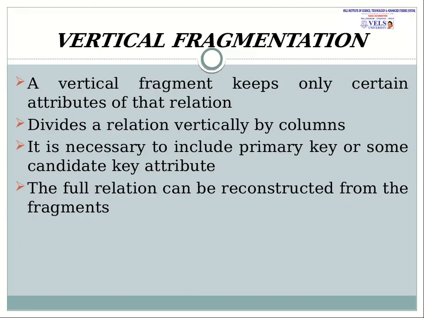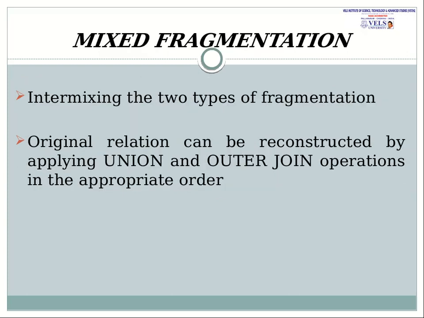But vertical fragmentation keeps only certain attributes of the relation. It divides the relation vertically by column. The main difference is that vertical fragmentation is by column, while horizontal is grouping of rows. It is necessary to include the primary or candidate key attributes. The full relation of that table can be reconstructed from the fragments. Mixed fragmentation means intermixing the two types, horizontal and vertical fragmentation.